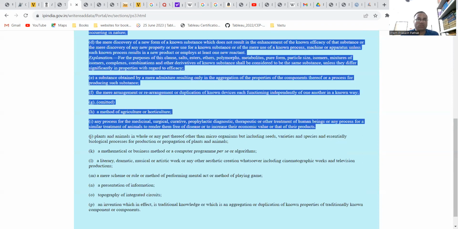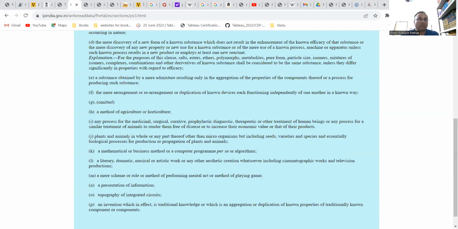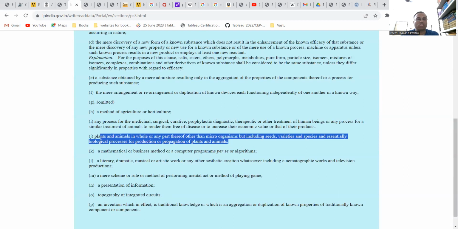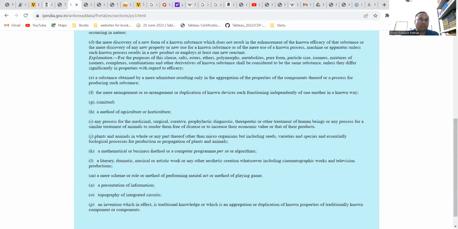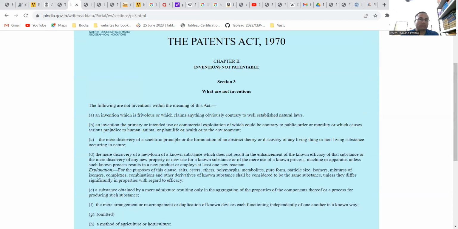J for jungle, or you can say plant and animal in whole or their part, other than microorganisms, including seeds, varieties, species, biological processes, and propagation of plants and animals. So these are not patentable. So J for jungle, K for mathematics and business method, computers, L for literature, M for mental act, N for information, O for topography, and P for Purana. Something like that you can manage and memorize.